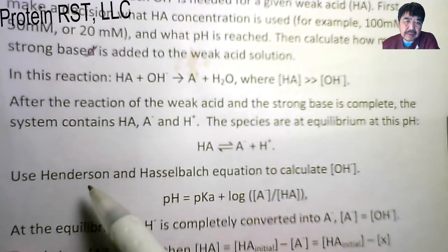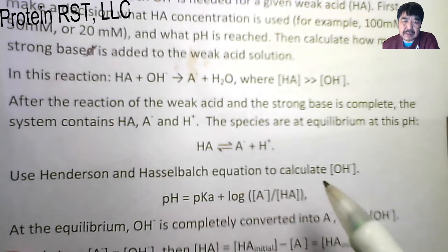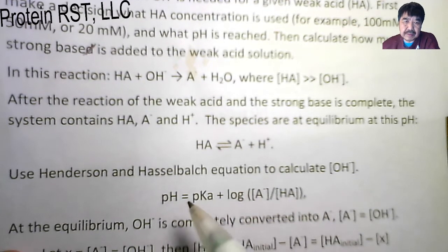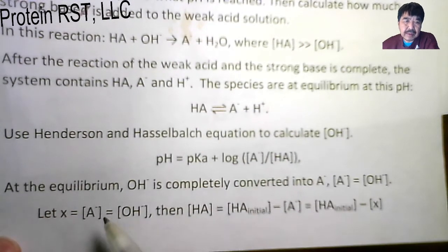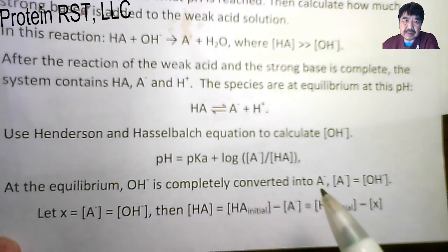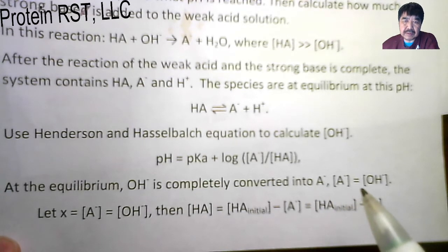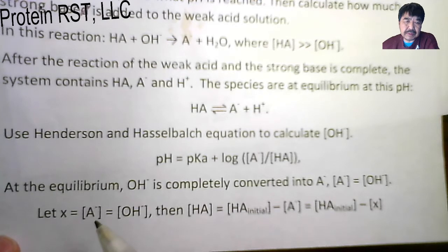And we use the Henderson-Hasselbalch equation to calculate the hydroxide. This is the equation: pH equals pKa plus log of the concentration of acid radical over the concentration of weak acid molecule. At the equilibrium, the hydroxide is completely converted to the acid radical A minus. So the concentration of A minus equals the concentration of hydroxide. Let X equal the concentration of A minus or the concentration of hydroxide.